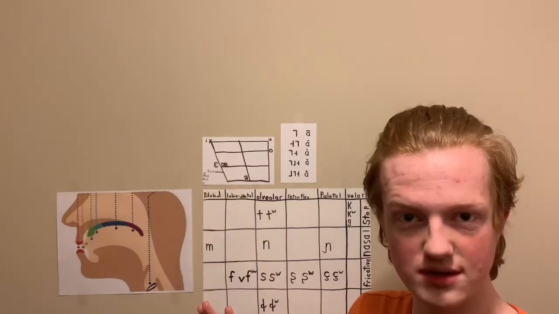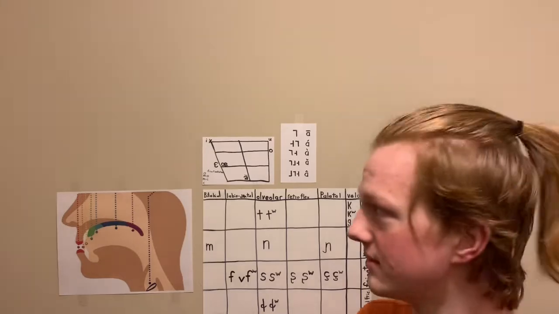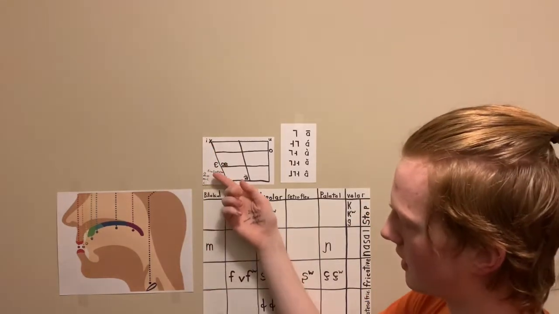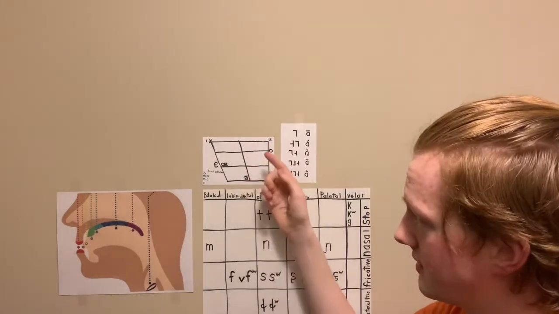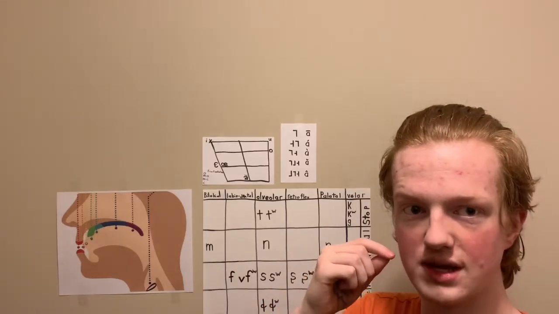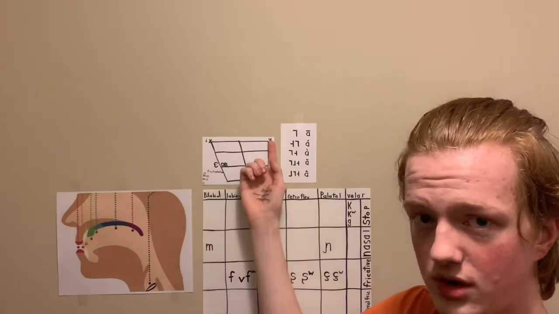I'm not changing anything inside my mouth at all. The only difference is my lips. E, U. The next vowel is oo. This is another closed vowel, but this time we take the tongue to the back of the mouth to make this oo sound.